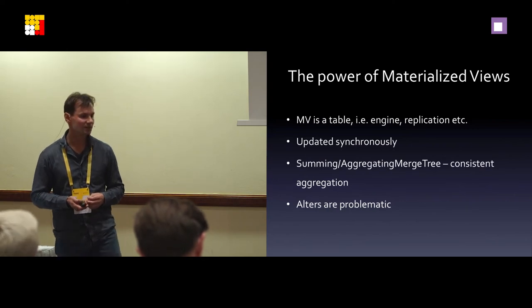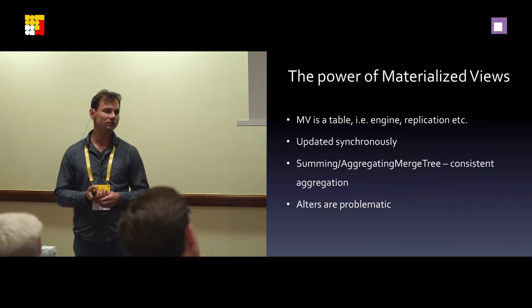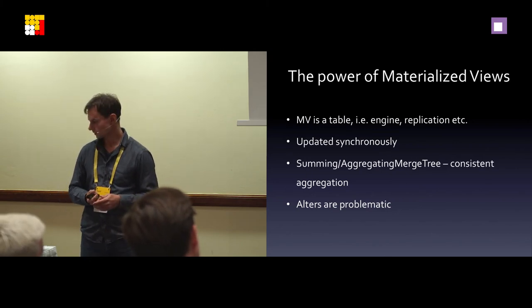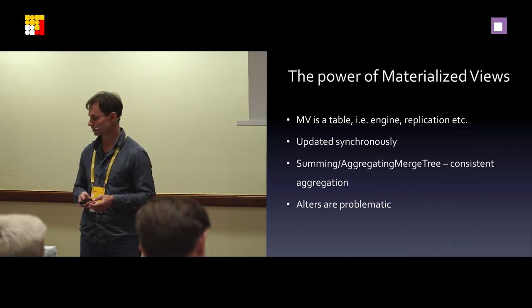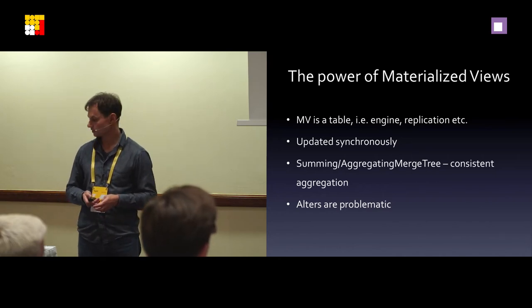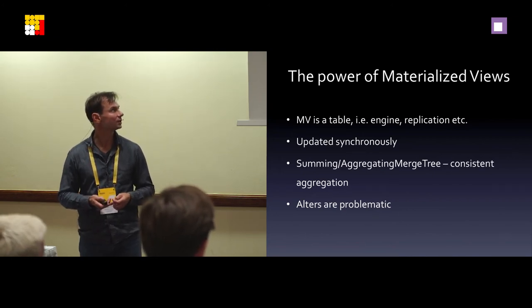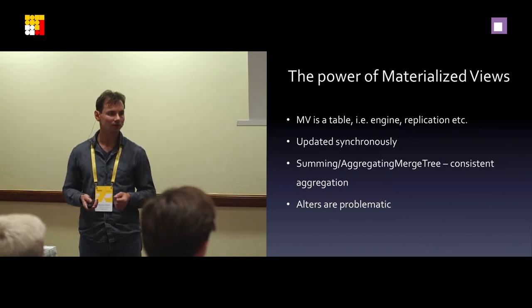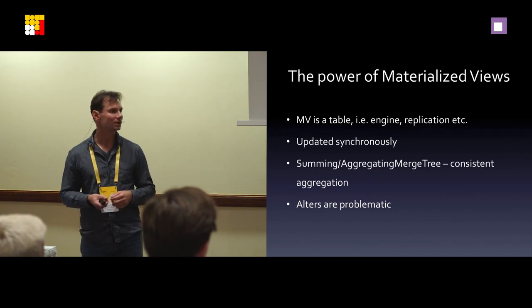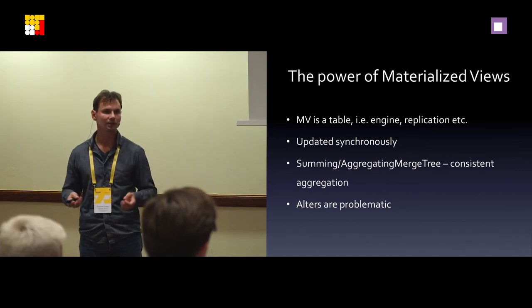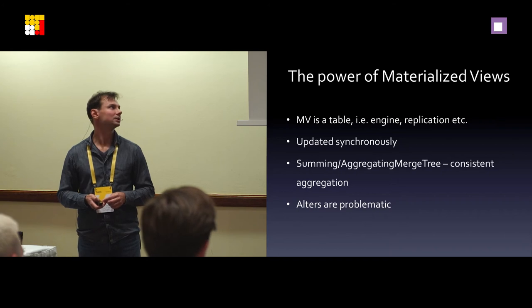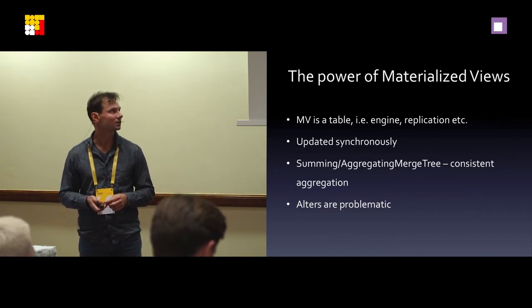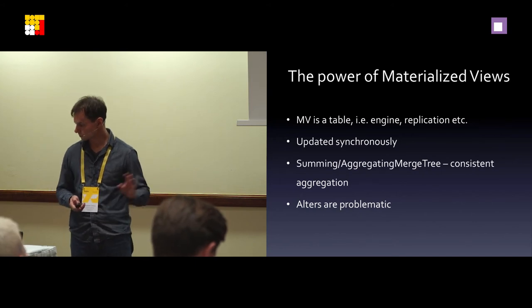Next, the power of materialized views. Materialized views are a very powerful functionality of ClickHouse that allows you to do online aggregation. Technically, it's just a table, so it has all the characteristics of a table, like engine, replication, and so on. It's updated synchronously with your inserts to the main table. And if you have SummingMergeTree and AggregatingMergeTree, you have consistent aggregation. You just put the data in your raw data table, the fact table, and instantly you have data aggregated in your materialized views, and you can access them with your client tools. Alters are very problematic. I'm not sure if the ClickHouse team is going to do anything about that or not, but it's okay.